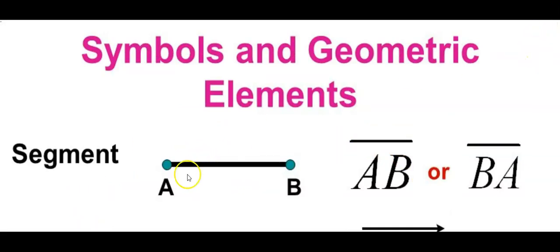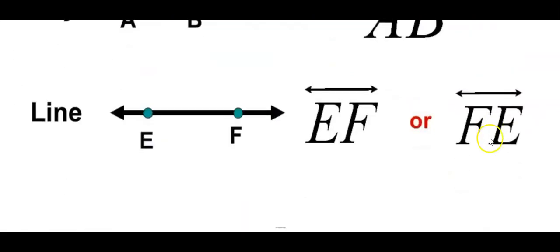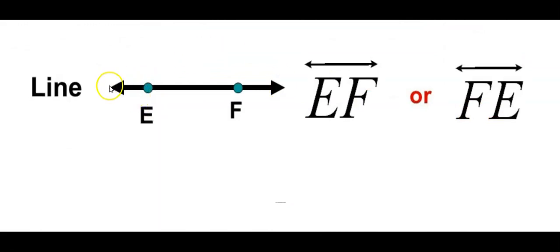So just recap those lines. We have a line segment, which is 2 points on a line, and it's written with a bar over top. And you can either write the A first or you can write the B first. When we go down to a line, remember a line has the 2 arrowheads atop your letters, and you can write the E first or you can write the F.